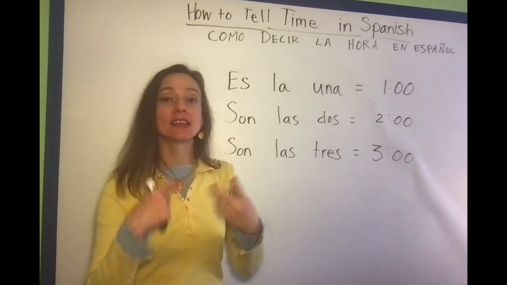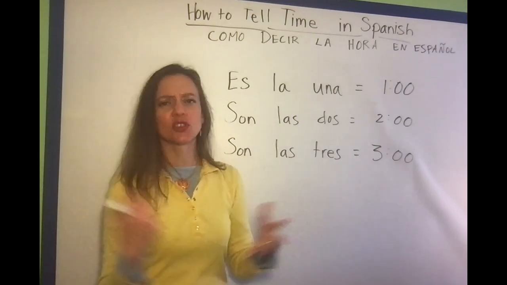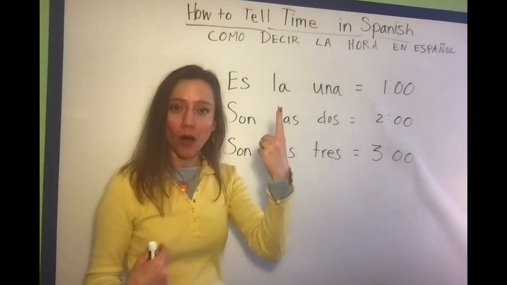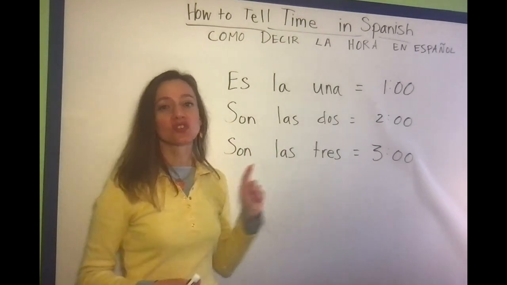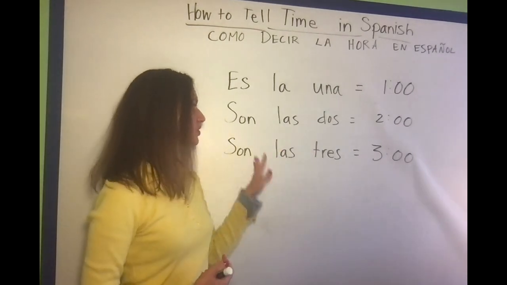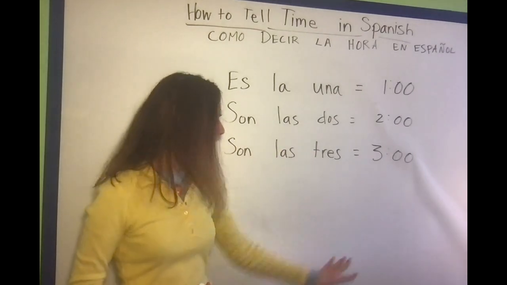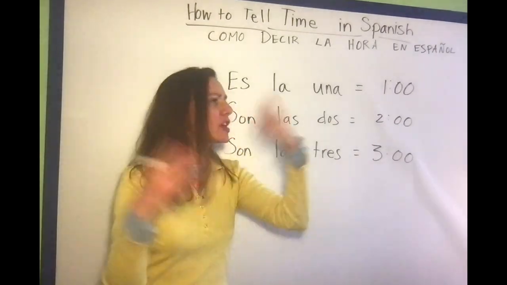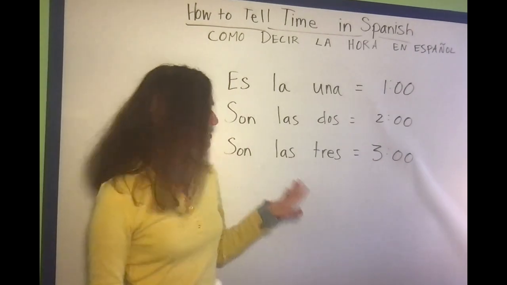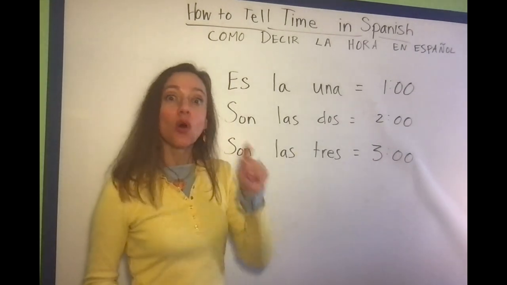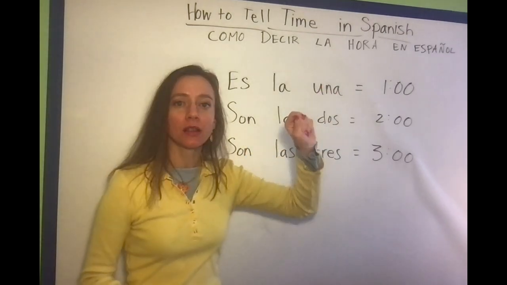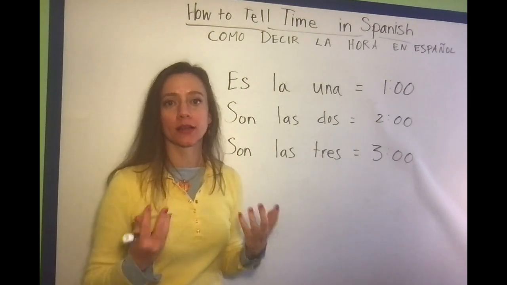If you are saying it's 2 o'clock, it's 2:30, it's 3, it's 4 o'clock, it's 5:30, any other number besides 1, you are always going to start with son las. Because we're talking about a plural hour. Son las 2, son las 3, son las 4, son las 5, son las 6, son las 7, son las 8, son las 9, son las 10, son las 11, son las 12. You will keep going starting with son las. The only time you say es la is when you're talking about 1 o'clock or any time within that 1 o'clock period.